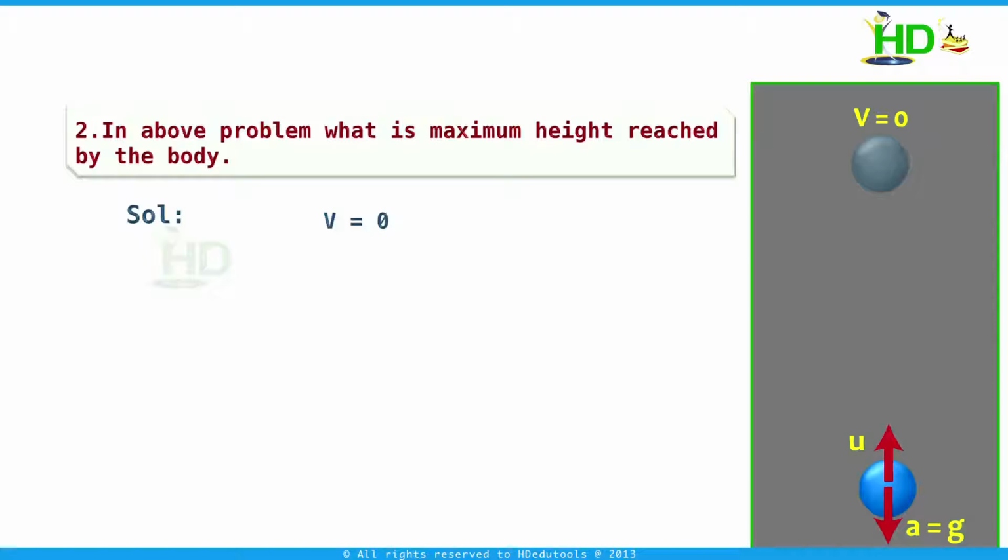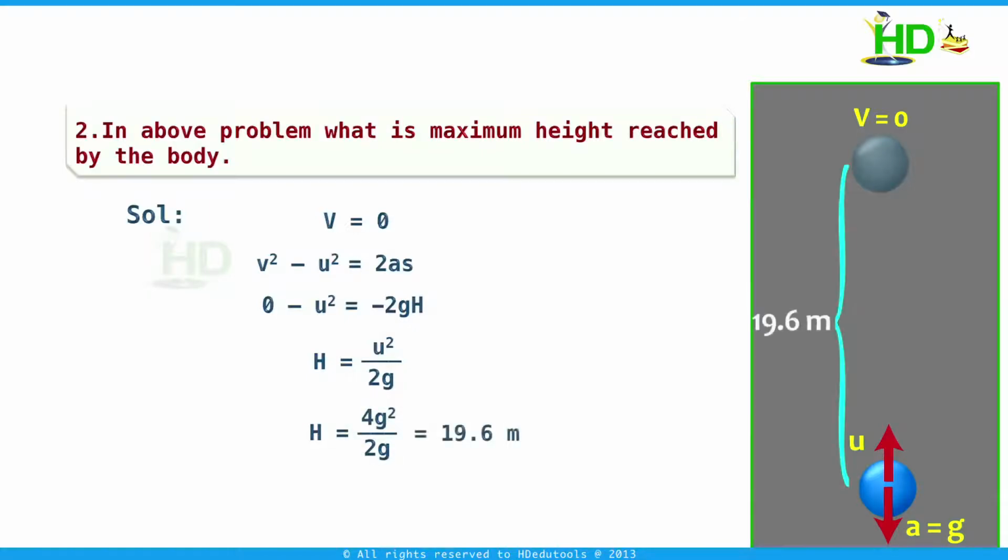Now using the equation v square minus u square equal to 2as, we can write minus u square equal to minus 2gh, or h is equal to u square by 2g. And we know that u equal to 2g, substituting this value, we get h is equal to 4g square by 2g. This is equal to 19.6 meter.